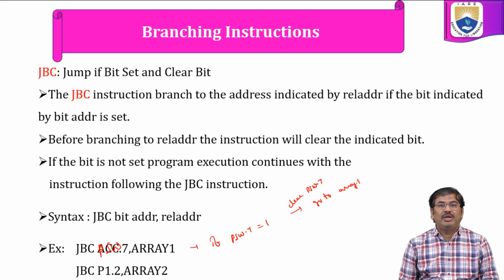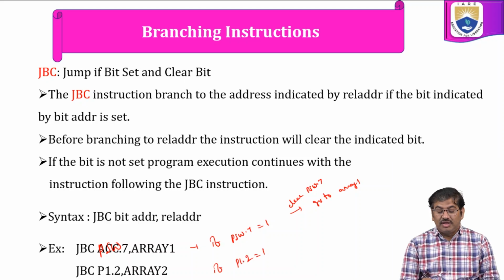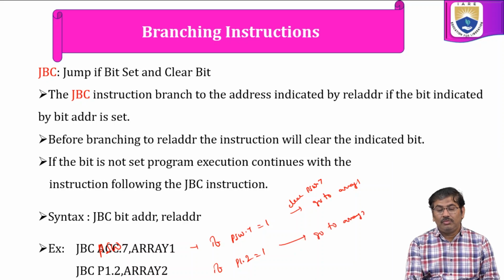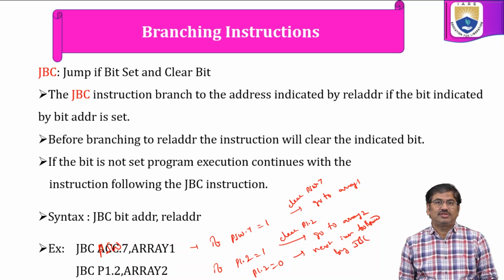Similarly, JBC P1.2, comma, array 2. Here it will check whether P1.2 is equivalent to 1 or not. If it is 1, go to array 2, but before going to array 2, we are going to clear the port 1.2 bit. Suppose P1.2 is equivalent to 0, then it is going to execute the next instruction following the JBC instruction. Similarly for the first example also.